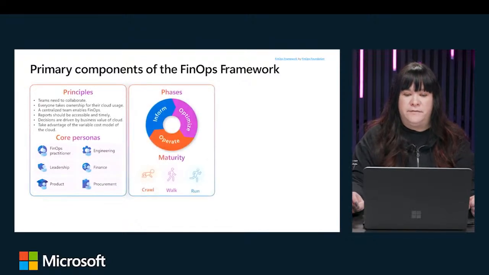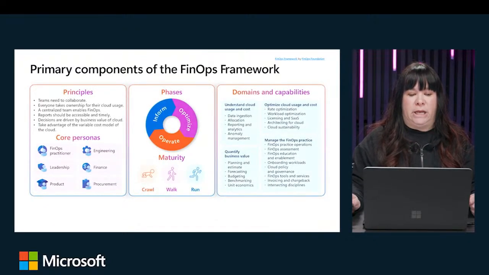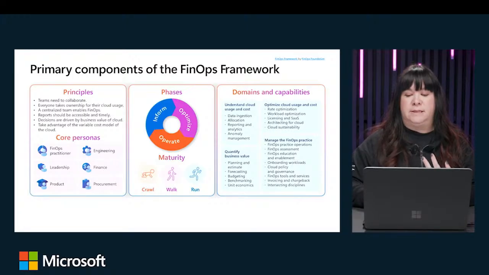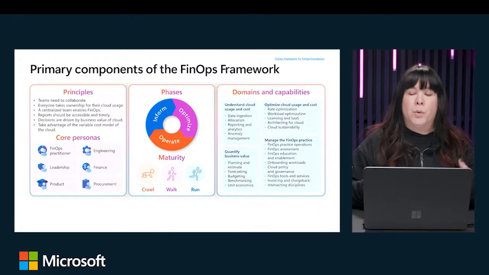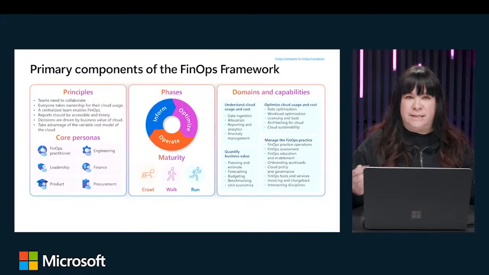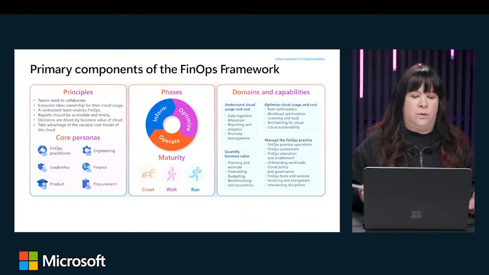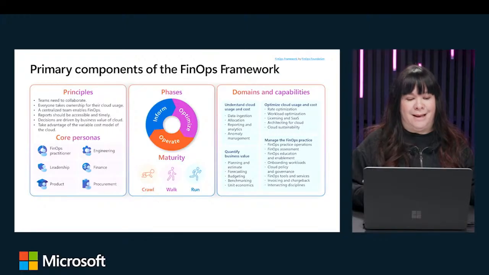Primary components of the FinOps framework, as we can see in here, there's the principles, phases, domains, and capabilities. When we look at these and break them down to three sections, the principle is where you need to collaborate, right? You're working with your team. Everyone needs to take ownership. This is where you're working with your stakeholders. The reports should be accessible and timely, right?